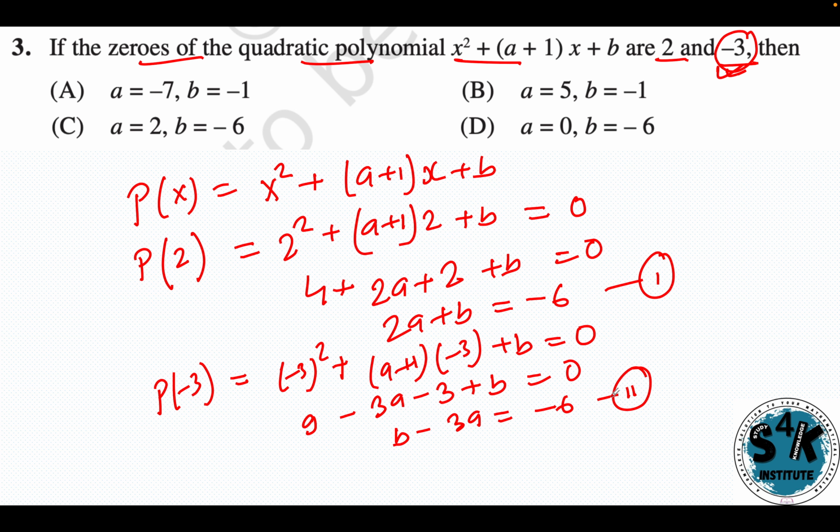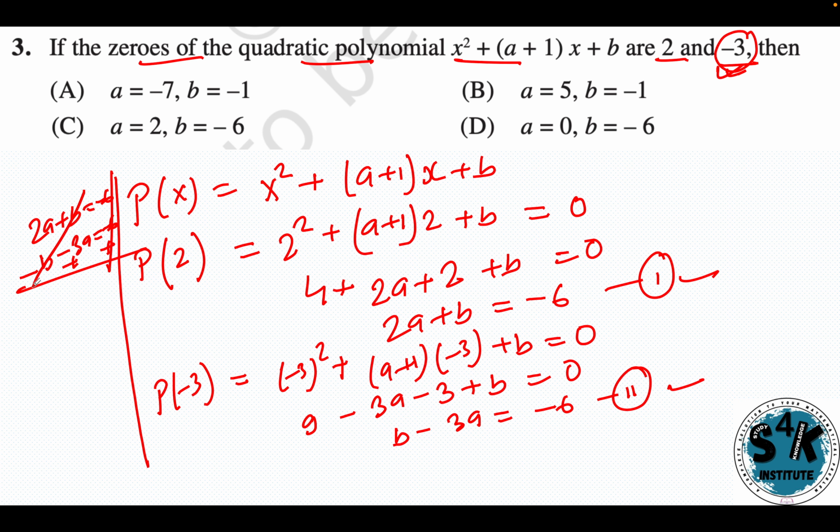This is equation 2. So if I solve equation 1 and equation 2, let's see. I'm putting it on this side. So 2a plus b is equal to minus 6 and b minus 3a is equal to minus 6. If I do the subtraction overall, minus plus plus, this b will get cancelled.